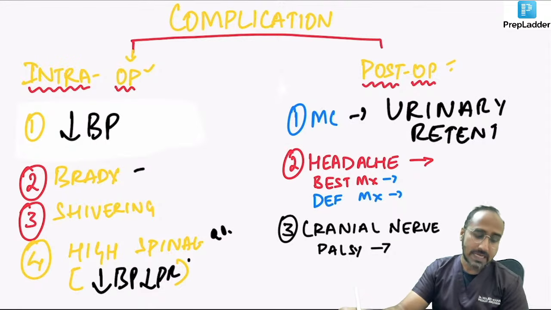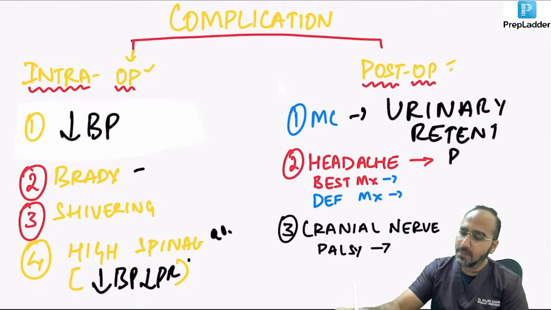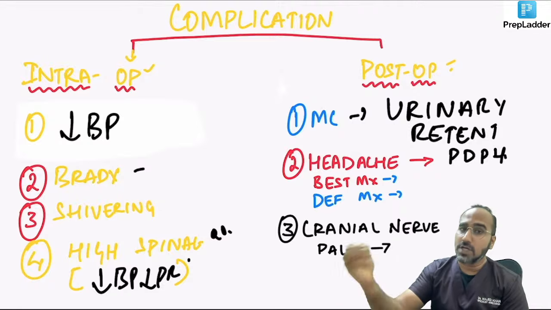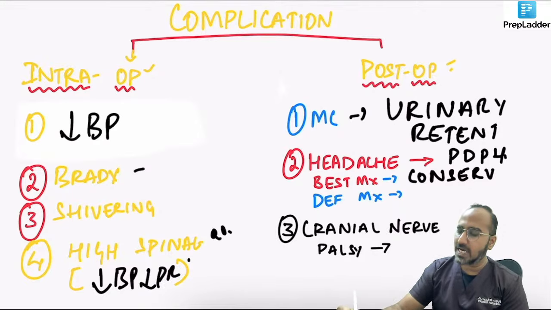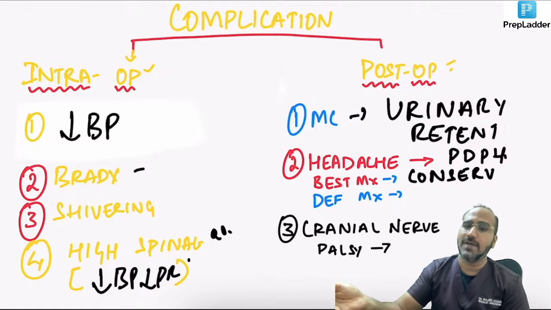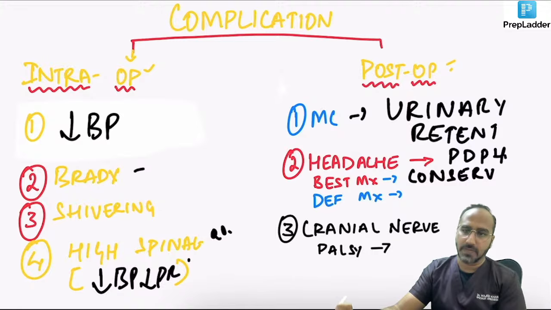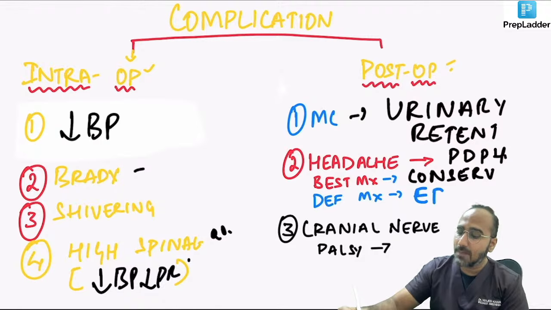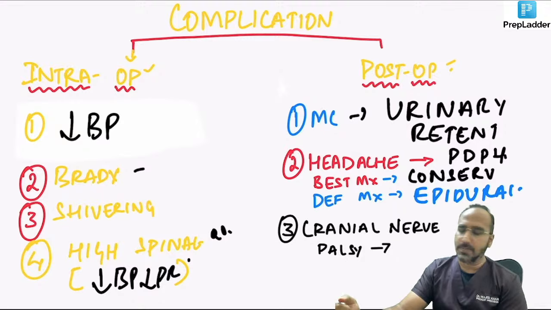Next is what? Headache. Headache can also be seen as a complication of spinal anesthesia due to the puncture in the dura. Okay, that is called PDPH, post-dural puncture headache. If at all PDPH occurs, what is the best management? It is a conservative line of management, which is best. Okay? Conservative means what? Coffee you are giving and rest you are giving, and you're telling the patient to lie down in a basically head low posture. Okay? But the definitive management is epidural blood patch, closing the dura with the help of a blood clot. That is called epidural blood patch.